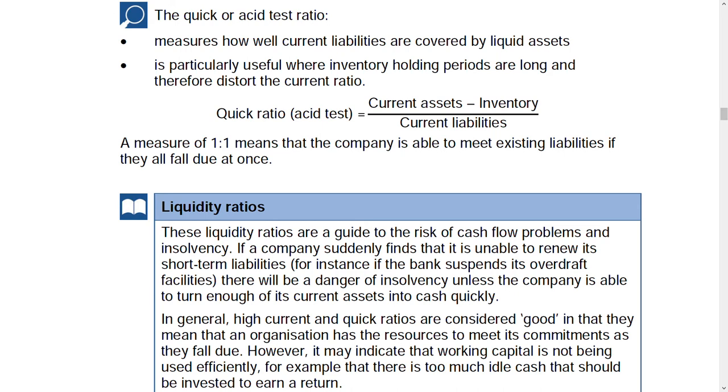Okay. Next, the second bullet point explains it is particularly useful where inventory holding periods are long and therefore distort the current ratio. Yes, that's what I've told you. If the inventory holding period is long, let's say the stock is there for a long time in the warehouse, what happens? You're not having the cash. That means it will distort your current ratio. The current ratio says it's good, you're in good performance, no liquidity issue. Why? Because you have included inventory in current assets. But if you take the quick ratio, you will be able to figure out that actually that is not the case, because your inventory is not cash. You cannot use inventory to pay your current liabilities until you sell that inventory and get cash.